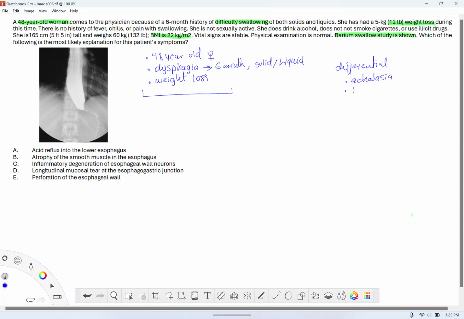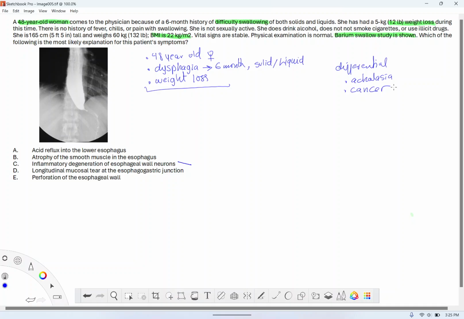should be esophageal. So this is the lower esophagus in this picture. We have this endoscopy picture. So we have a barium swallow of the esophagus as well. So we think of cancer, esophageal cancer.